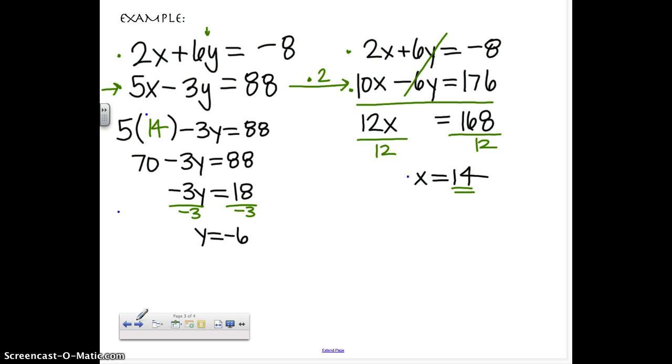Now, have I answered the question? Did I write my answers in ordered pair? Well, in this case, my ordered pair is 14, comma, negative 6. Now, I have answered the question. Okay? So, set them up, multiply, add, solve, substitute, solve, and then have I answered the question.